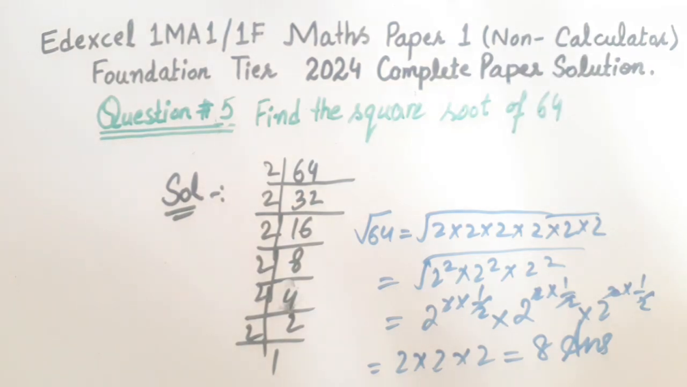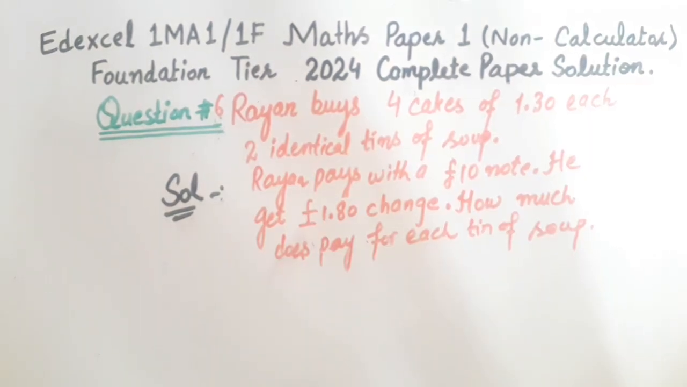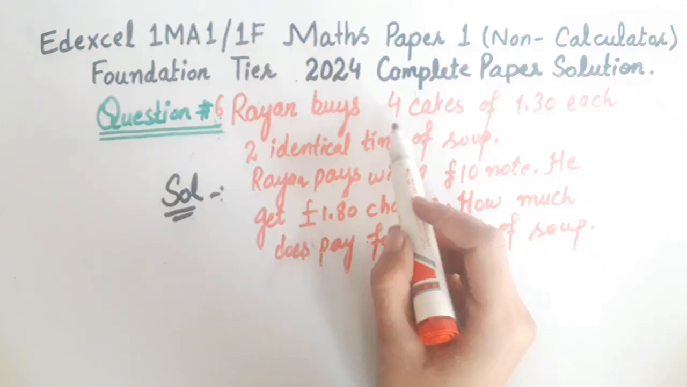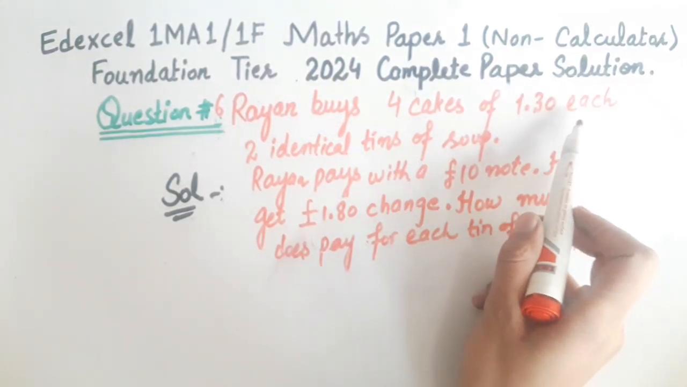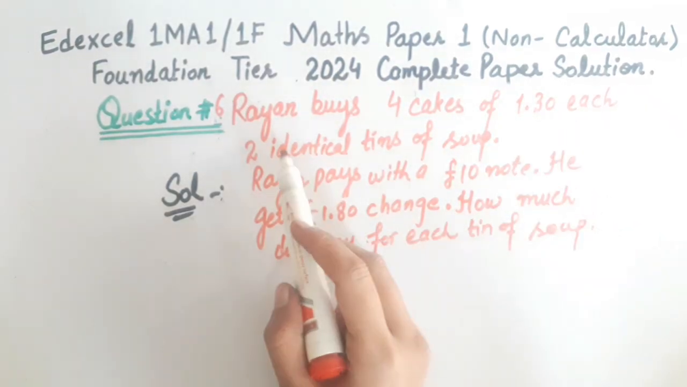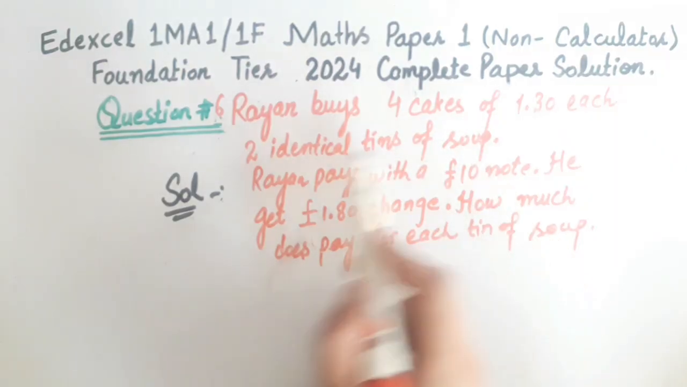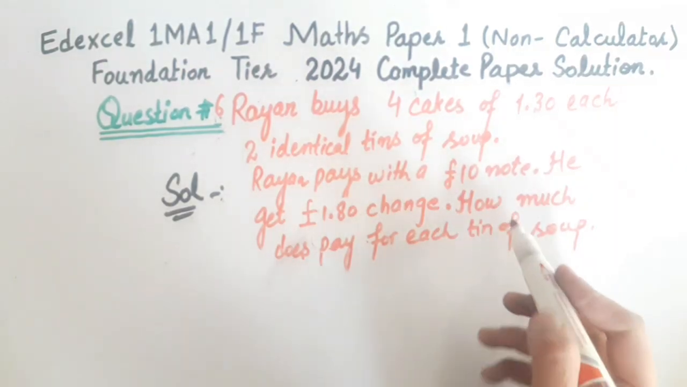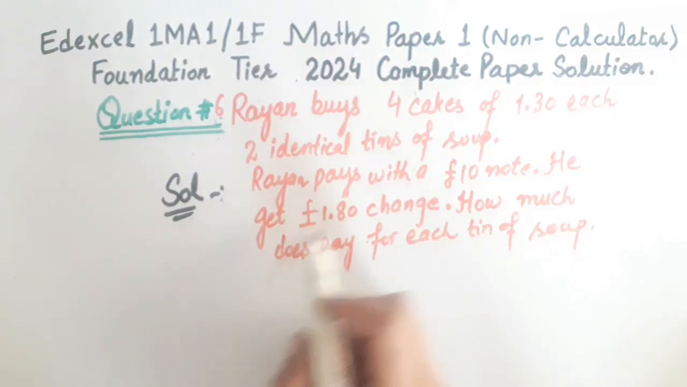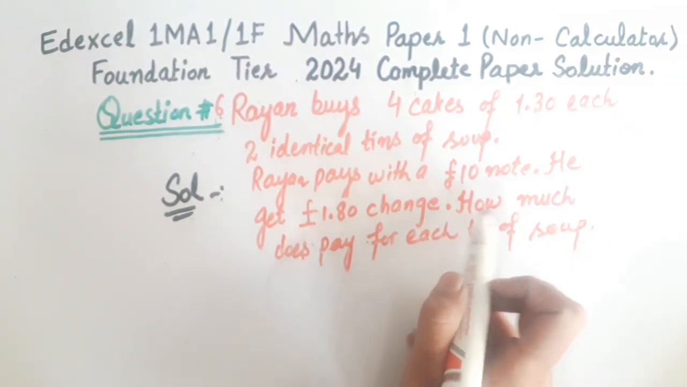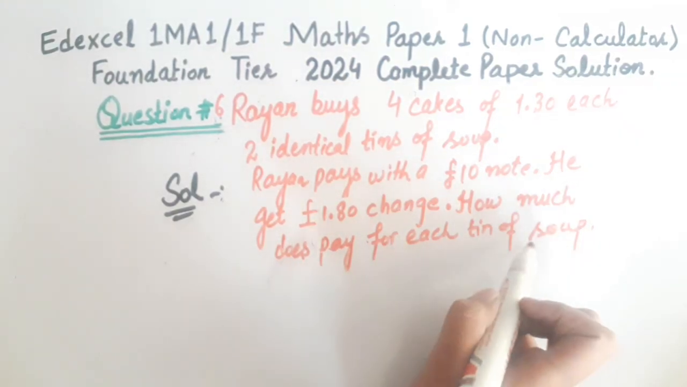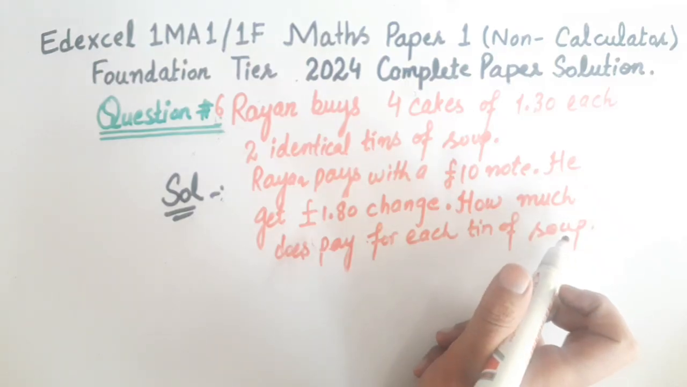Now we will solve question number 6. Ryan buys 4 cakes for 1.30 each and 2 identical tins of soup. Ryan pays with a 10 euro note. He gets 1.80 change. How much does he pay for each tin of soup?